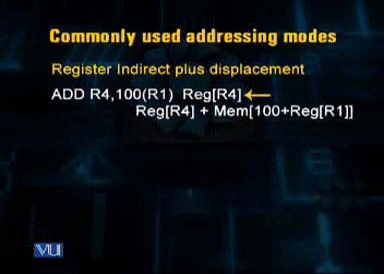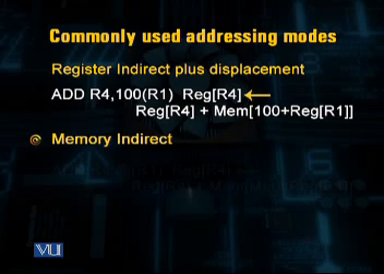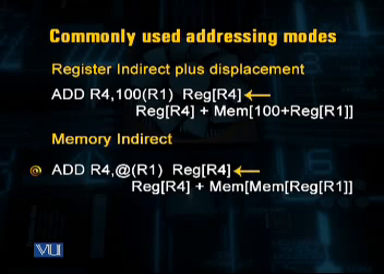The fourth type of indirect addressing is the memory indirect, and this memory indirect addressing is specified by an @ sign, which is usually used at the assembly language level. As you can see over here, it is ADD R4, comma, @ sign with R1 within round brackets. This R1 within round brackets after the @ sign actually means the contents of the memory location at R1 gives the address of the memory wherefrom the operand is to be obtained.